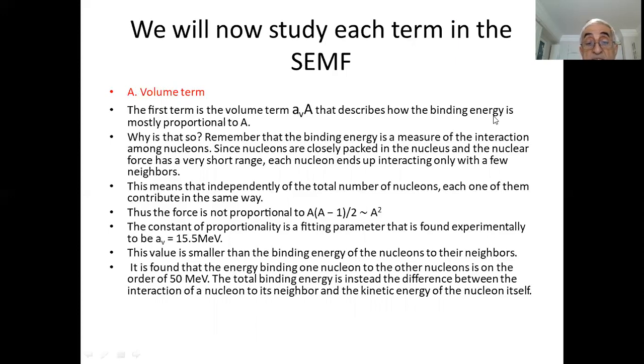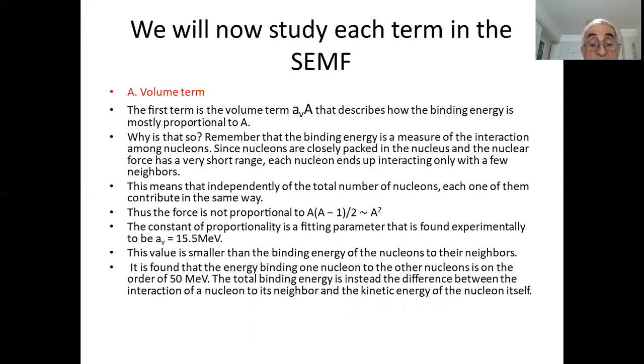Remember that the binding energy is a measure of the interaction among nucleons. Since nucleons are closely packed in the nucleus and the nuclear force has a very short range, each nucleon ends up interacting only with a few neighbors. This means that independently of the total number of nucleons, each one of them contributes in the same way. Thus, the binding energy is proportional to this value. The constant of proportionality is a fitting parameter that is found experimentally to be a_V = 15.5 megaelectron volt.